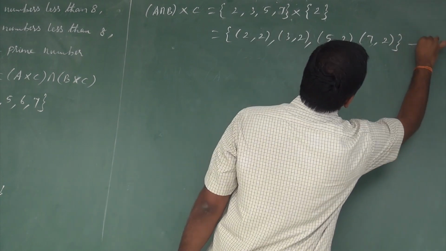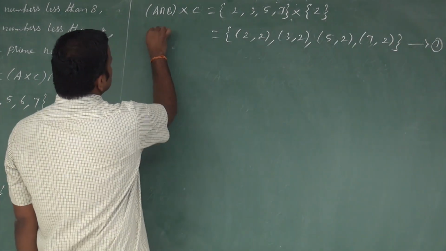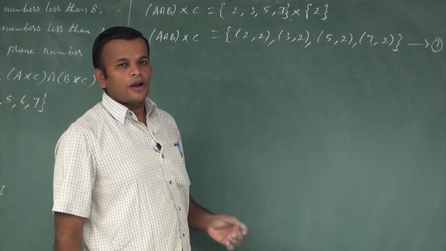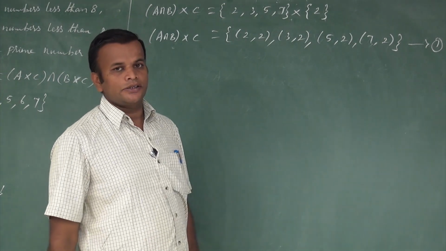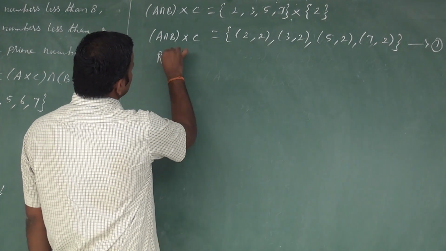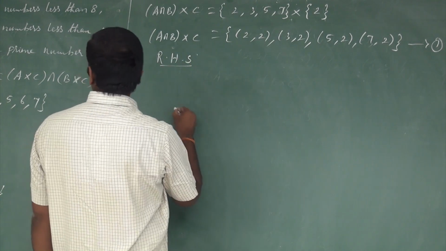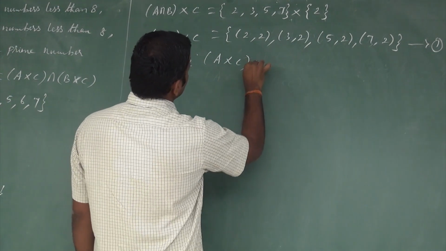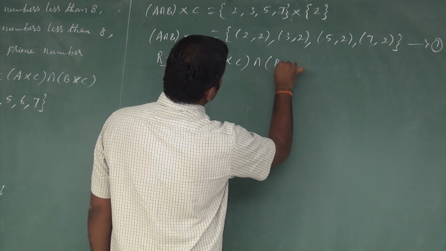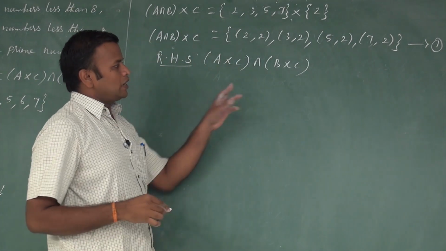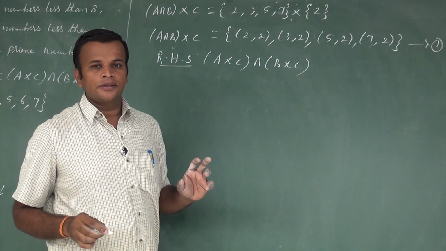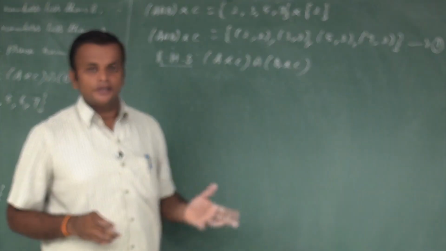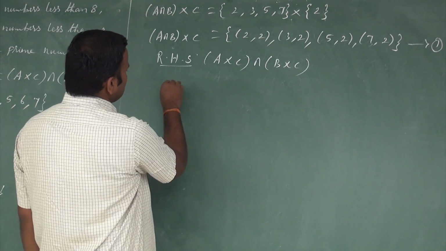So these are the values of LHS, the value of A intersection B cross C. Now we check whether the same value comes in the RHS also. What is the value of RHS? The value of RHS is A cross C intersection B cross C. To find the intersection of these two sets, first we find the sets A cross C and B cross C. So the first step is to find A cross C.